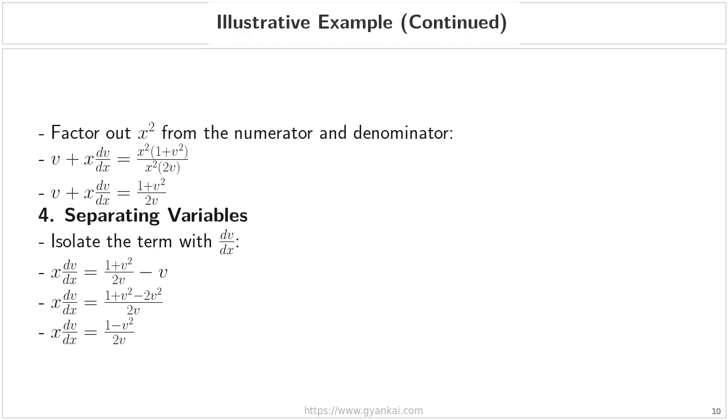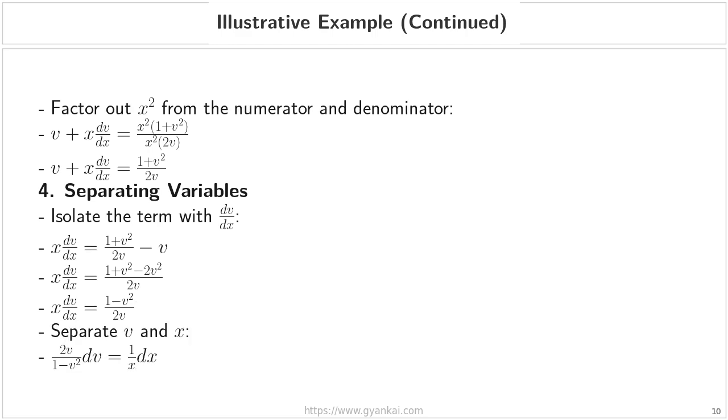Finally, we perform the actual separation. We'll multiply both sides by 2v and divide by the term 1 minus v squared, while moving the dx to the right side. This leaves us with the fraction 2v over 1 minus v squared, multiplied by dv on the left, and 1 over x, multiplied by dx on the right. We have successfully transformed a complex equation into a separable form, which sets us up perfectly for the integration step you'll see on the next slide.